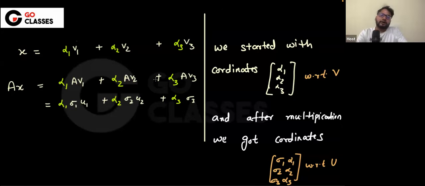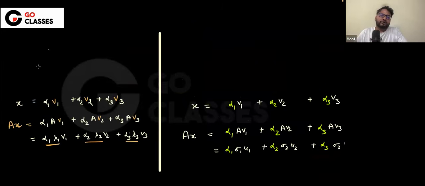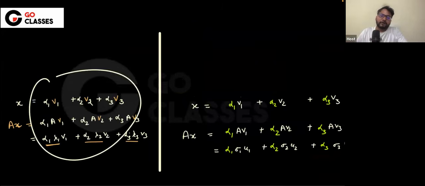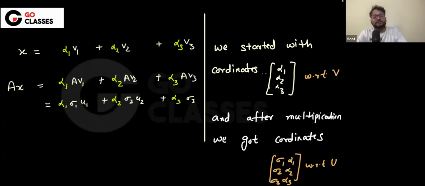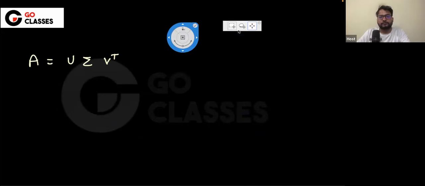So basically earlier also it was the same thing. We started with the coordinates alpha 1, alpha 2, alpha 3. We got alpha 1 lambda 1, alpha 2 lambda 2, alpha 3 lambda 3. With respect to v we started, with respect to v we ended up. Here the output basis is basically different, right? So what I'm trying to say here is that A is U sigma V transpose. If you multiply A with x, you will get something like this.